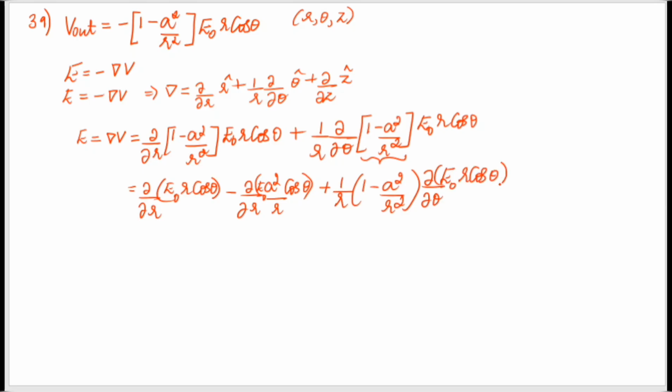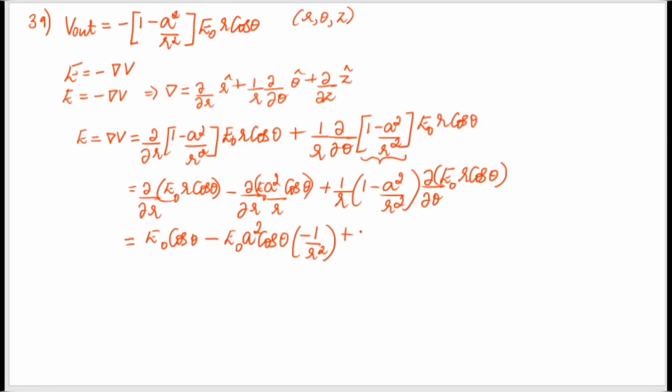So what we get, differentiating, dou divided by dou r: E naught is constant here, cos theta is constant, and differentiation of r with respect to r partially is 1. So minus of E naught, again constant here, A square is constant, cos theta is constant, so differentiation of dou divided by dou r of 1 by r, we get the answer to be minus 1 divided by r square according to the derivatives.